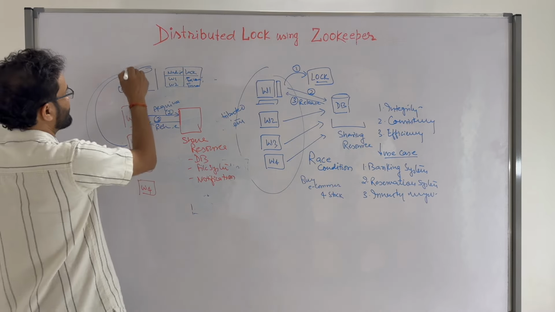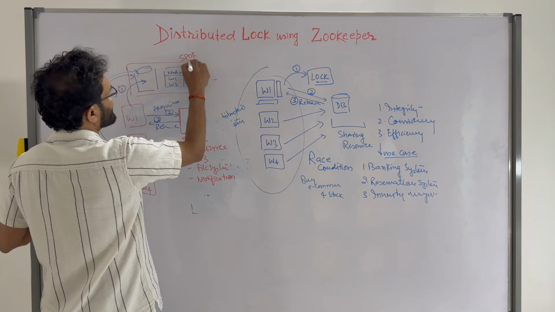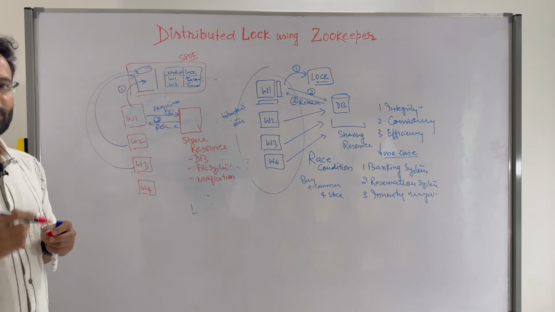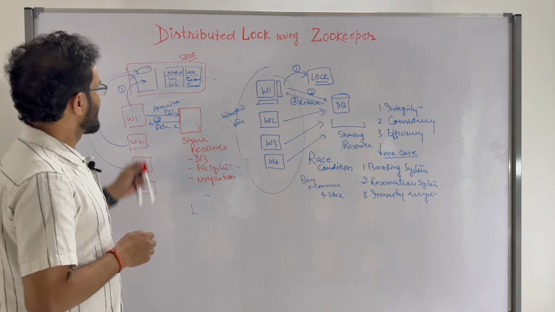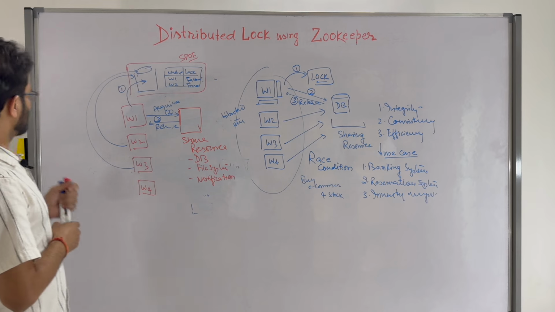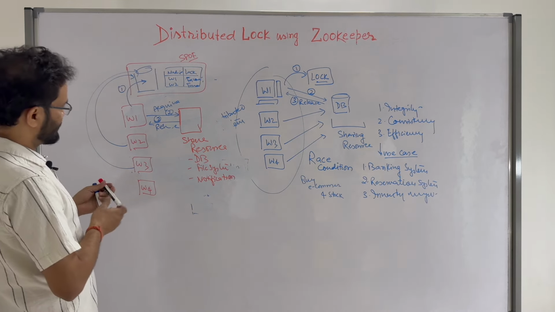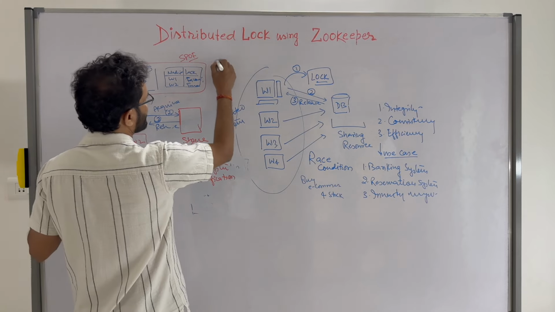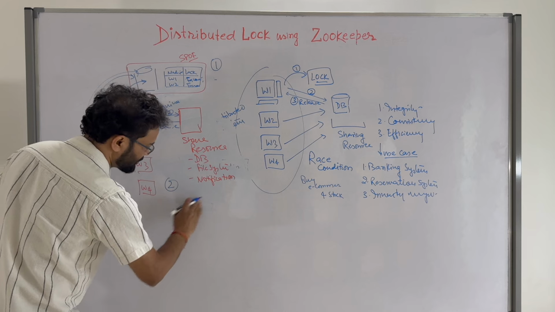But this is not the solution because this is a single point of failure. A single point of failure is a very important thing you have to handle in a distributed environment, right? So what should the solution be then? The solution should be a distributed system. So this is one solution that is not working. Second solution: go for a distributed database.